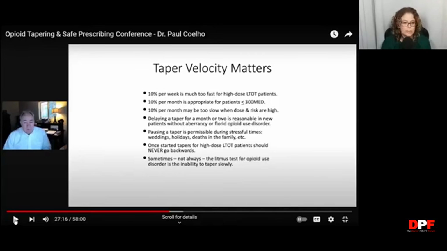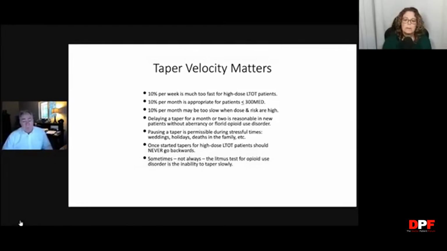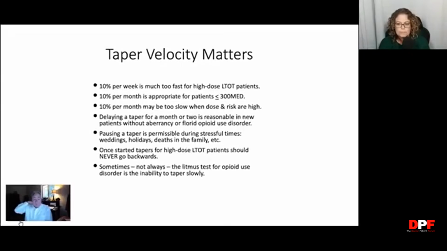Delaying a taper for a month or 2 is reasonable, particularly with new patients who don't have aberrancy or florid opioid use disorder, and you're trying to gain and build trust. Pausing a taper is permissible during stressful times, the holidays, weddings, deaths in the family, etc. However, once you start the taper for high-dose opioid patients, you should never go backwards. Pause, but don't take them back up to high doses. Sometimes, not always, the litmus test for opioid use disorder is the inability to taper slowly.